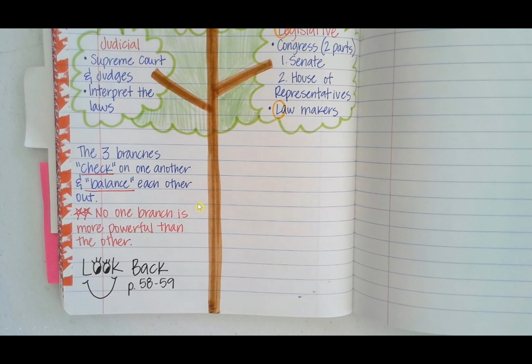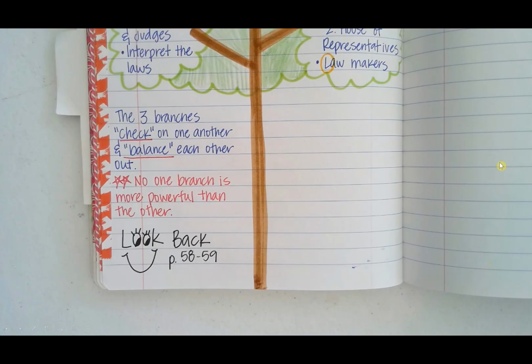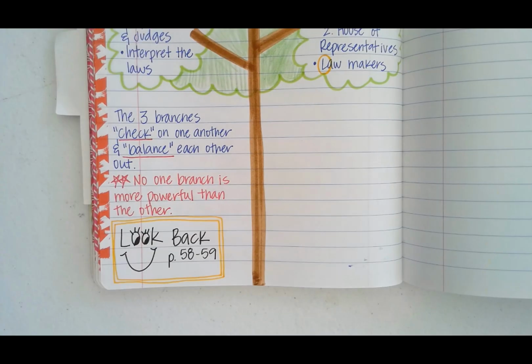And you might want to look back to page 58 and 59 in your notebook. Let's go ahead and look back really quick. 58 and 59 is where we did our notes comparing our government with what they had in ancient Rome, and that whole idea of the system of checks and balances that can be seen in both government forms. Okay, that's pretty important. You might want to put a box around it.